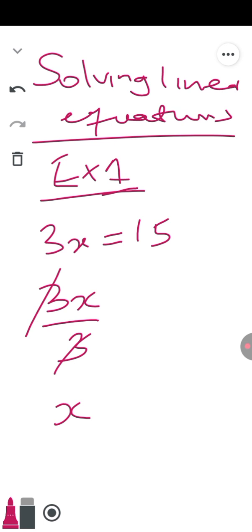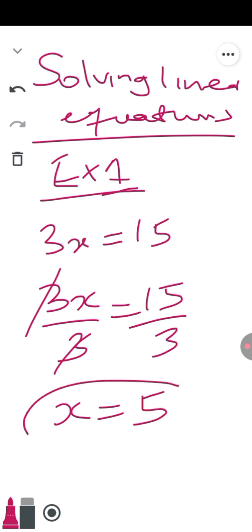I can't just divide one side by 3 and then leave the other side undivided. I have to do it for both sides. So I have to also divide 15 by 3. Do you get that now? So what is 15 divided by 3? That's 5. So x is equal to 5. I've gotten my answer. That's it. X is equal to 5.